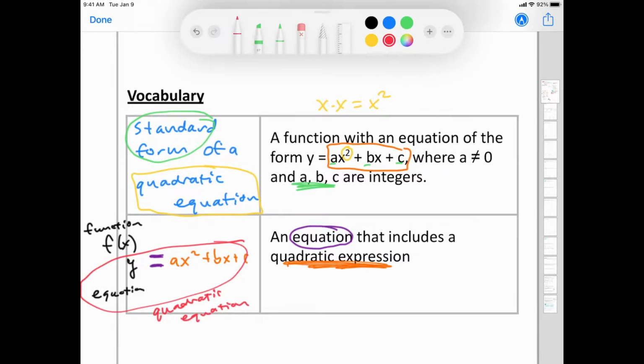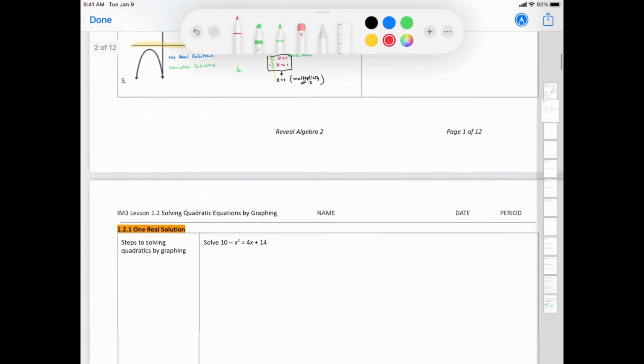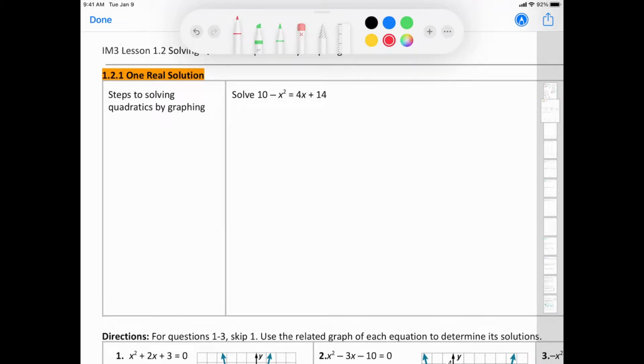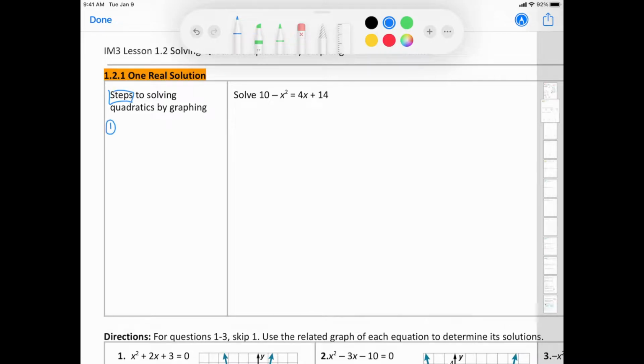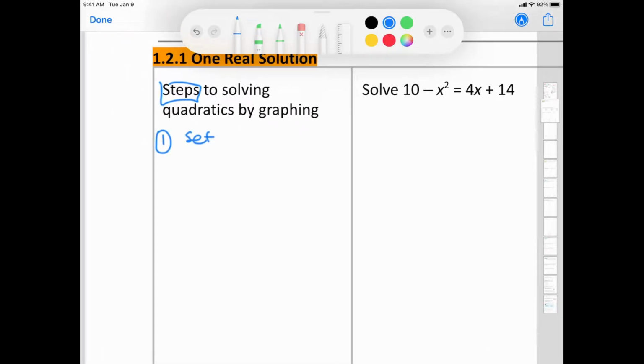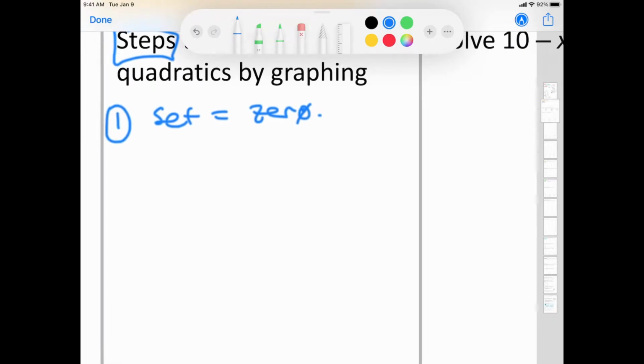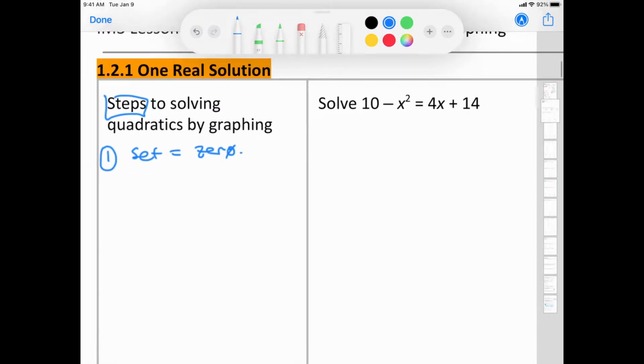Okay, let's go on to 1.21, one real solution. There are some steps here: steps to solving quadratics by graphing. Let's go over these steps. Step number 1, set equal to 0. Over here it says 10 minus x squared equals 4x plus 14.